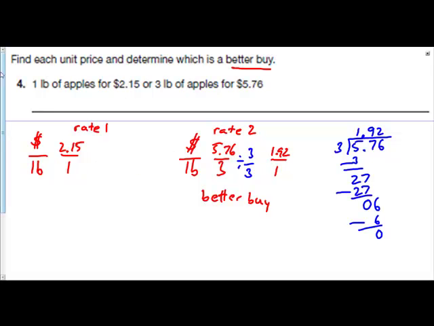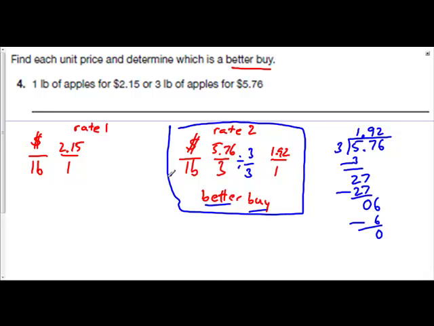Some of the homework, they're going to want you to find which one costs the most or which one is the most. And some of them, they want you to find which one is cheaper. So make sure you read it. Make sure you label it. Make sure you compare it. Turn them into unit rates. And that way you can find out which one is the better buy. And make sure on your homework you identify which one of these is the better buy.